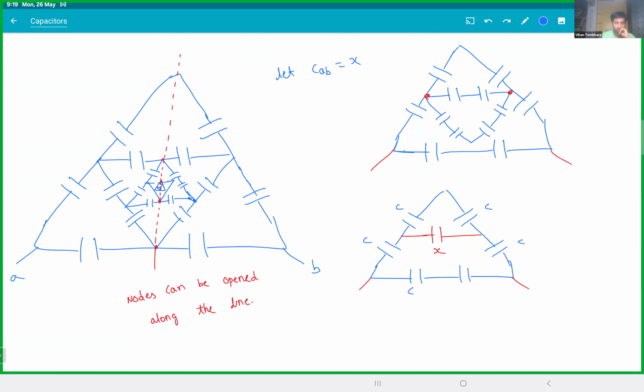Yes, sir. So this guy will be C by 2 plus X. That and these two are in parallel. So C by 2 plus X, in parallel with C, plus C by 2. This must be equal to X. I'll leave the quadratic to you. Solve. Okay, someone got 1 plus root 21, it seems. So you can check it out. Is this clear, everyone?